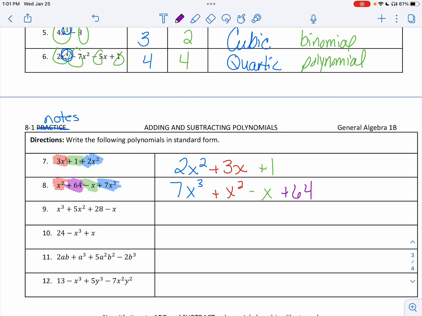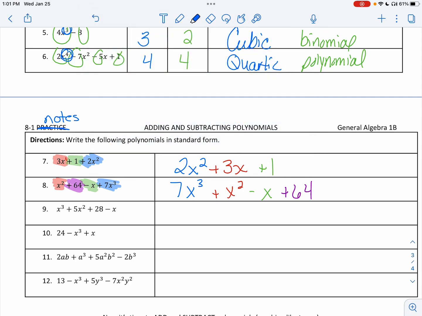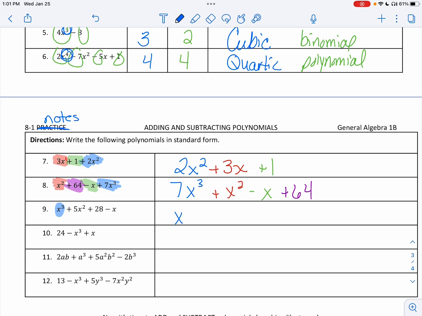Let's do that 2 more times. So I'm going to grab my blue again. There's the highest exponent. I'm just going to do blue first. Now I'm going to write that down in my answer, x to the third, highest degree. Now I'm going to switch to red to find my next one. 5x squared is the next one. It has the next highest exponent, so positive or plus 5x squared.